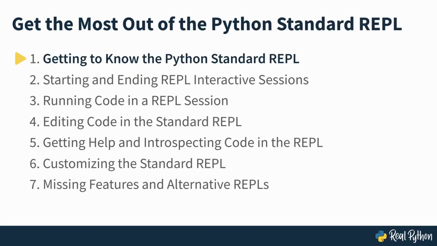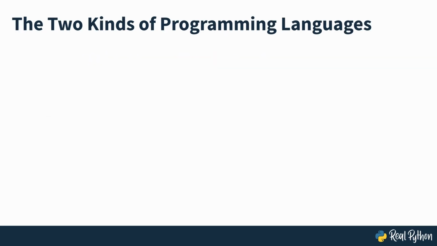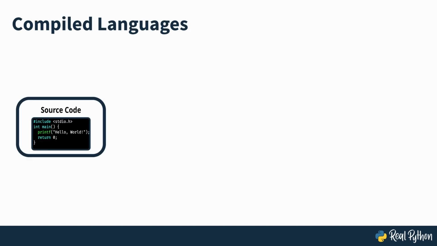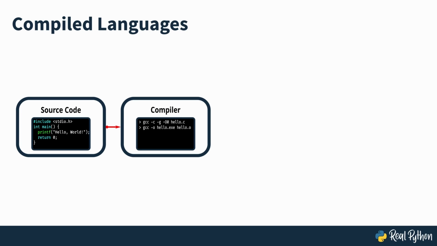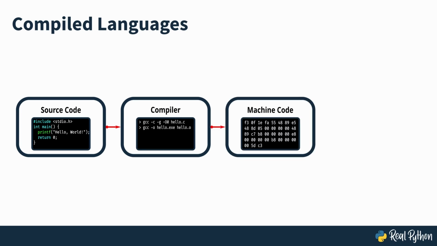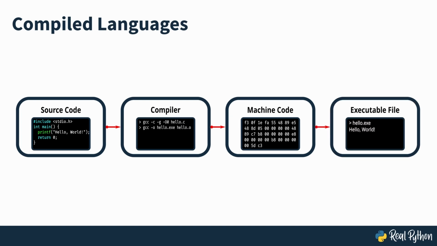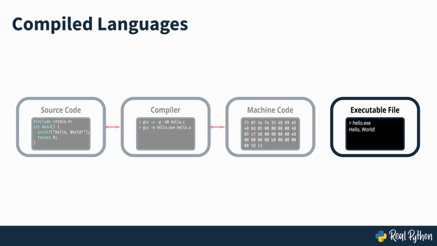Getting to know the Python standard REPL. In computer programming, you'll find two kinds of programming languages: compiled and interpreted. Compiled programming languages, such as C and C++, will have a compiler program, which takes care of translating the language's code into machine code. This machine code is typically saved into an executable file. Once you have an executable file, you can run your program on any compatible computer system without needing the compiler or the source code.